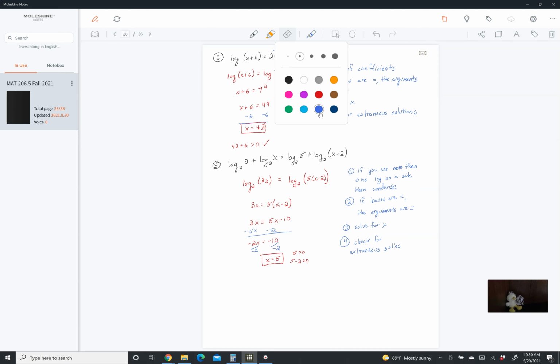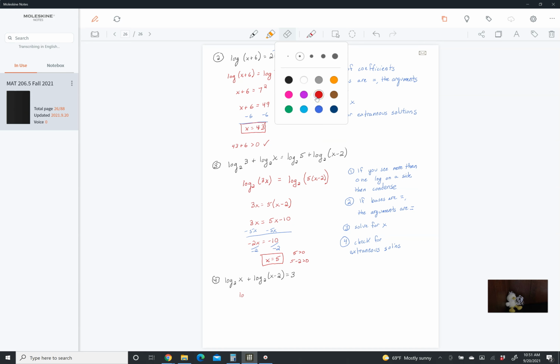Okay, let's take another example. So we have log base 2 of x plus log base 2 of x minus 2 is equal to 3. I realized a lot of these are using base 2. That's purely coincidental. So remember what we said: if you see more than one log on a side, then condense. So we're going to condense here.